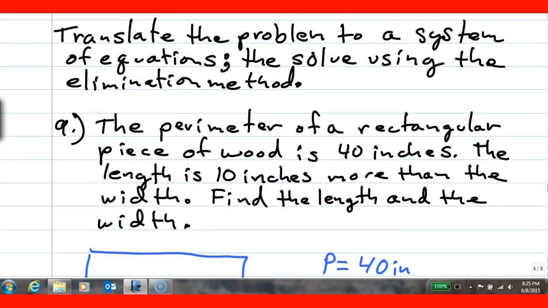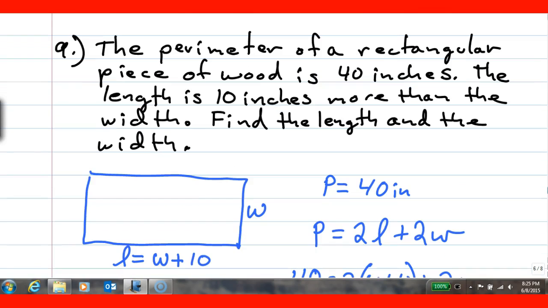So here, on question number 9, it says the perimeter of a rectangular piece of wood is 40 inches. The length is 10 inches more than the width. Find the length and the width. So I've drawn a picture over here of a rectangle, and I've put my information on here.